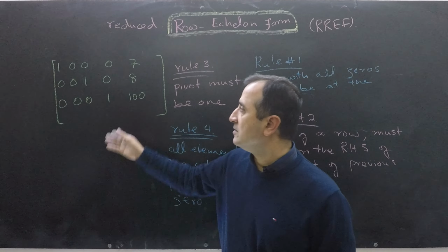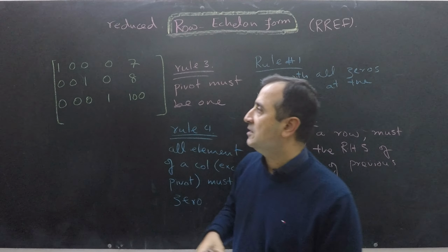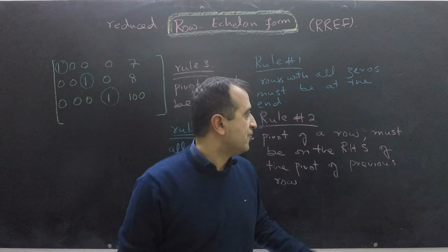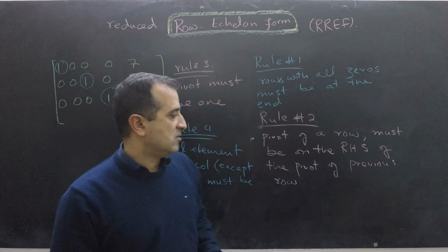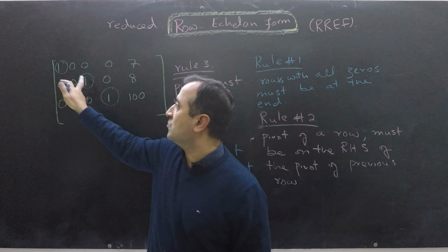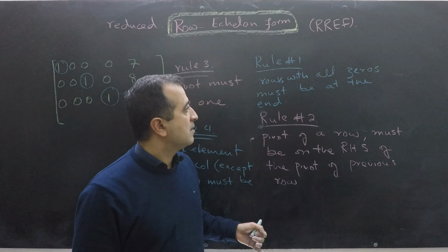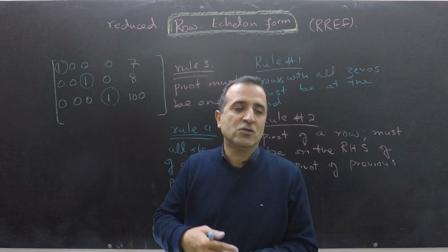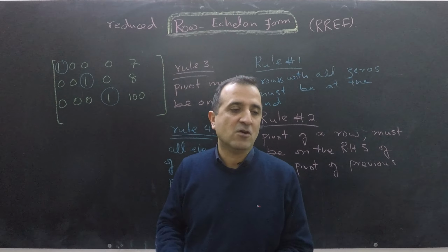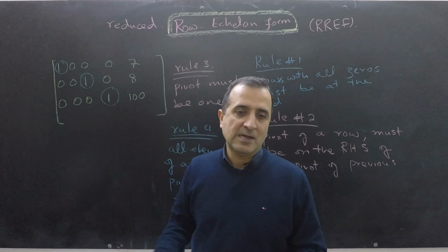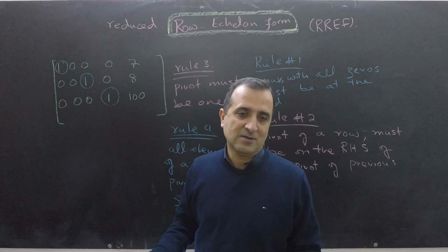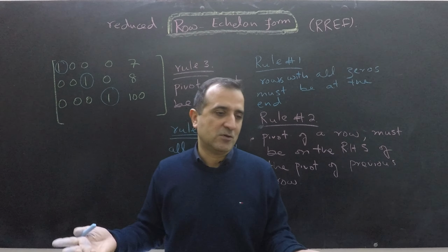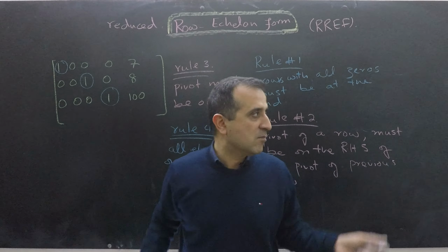So you can see that this is in reduced row echelon form because we have a pivot here, here and here, and we have followed all of those 4 rules because each pivot is equal to 1. Wasn't the first rule that there should be all zeros at the bottom row? Yeah, we don't have to have all-zero rows. If there is a row with all zeros, then that row must be at the bottom. In this case, there is no row with all zeros. So rule number 1 says that if there is a row with all zeros, that row must be at the bottom, but in this case we have no row with all zeros, so rule number 1 is also fulfilled.